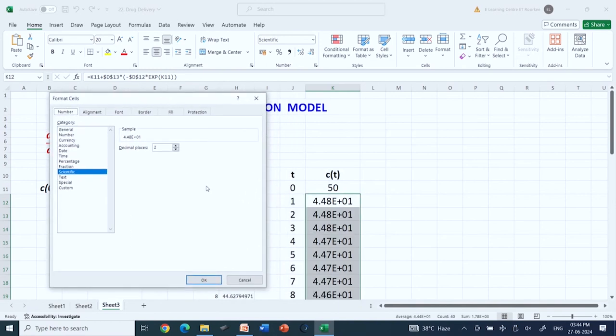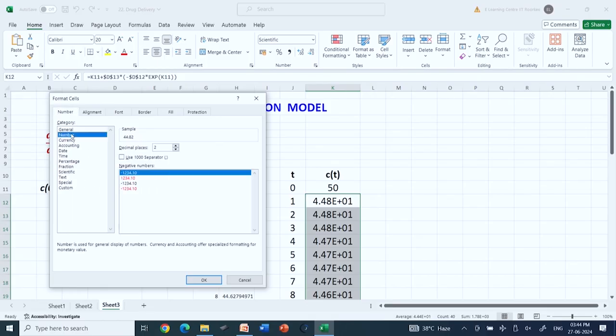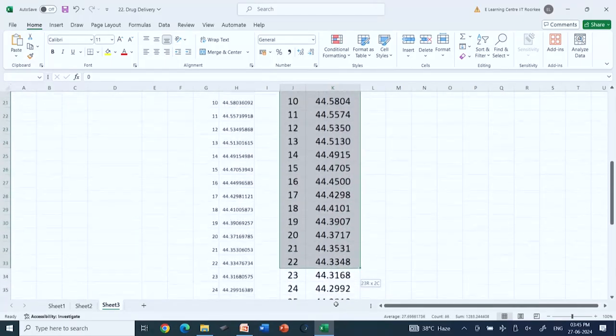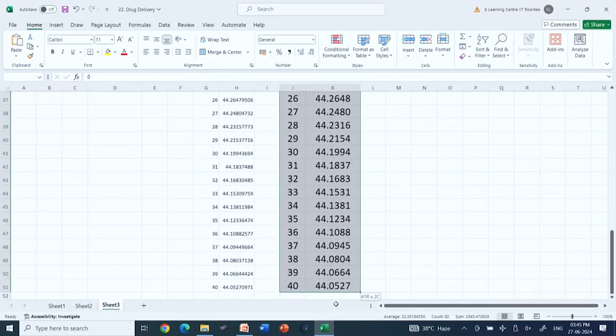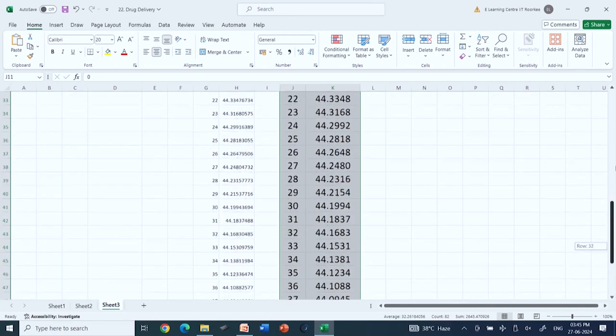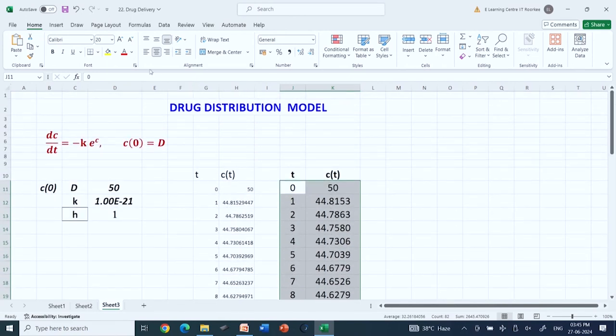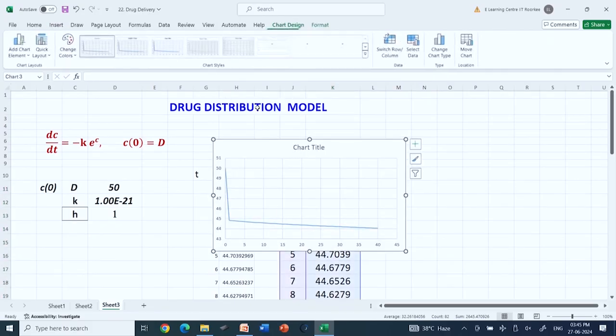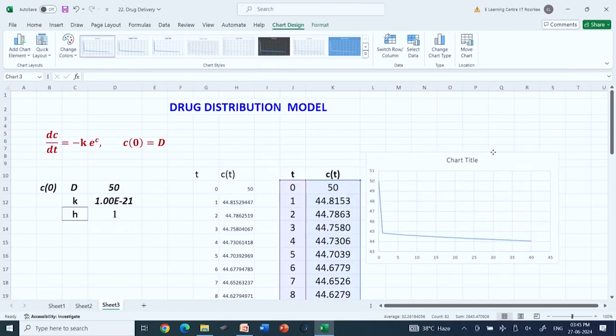Sometimes if it is coming in exponential, you can just go to the number and choose either 2 or 3 or 4 decimal places. So that will give you in terms of decimal values. Now you have to plot this to see the dynamics. So I choose the 40 t and the concentration values, go to insert, go to chart and then click. So this is the graph.